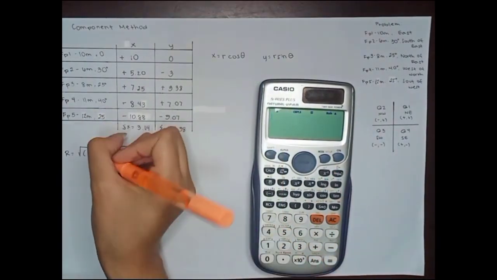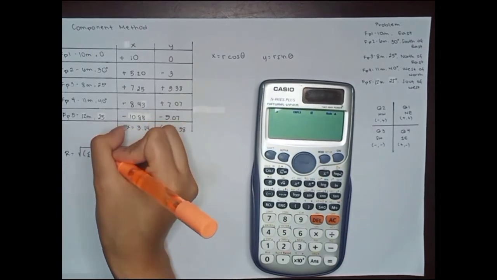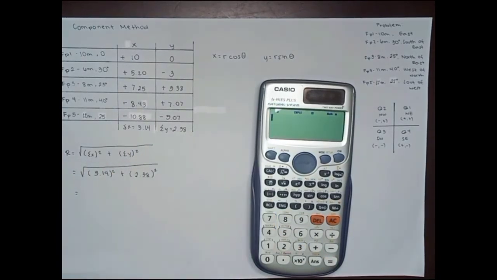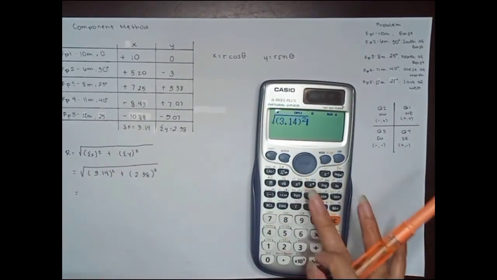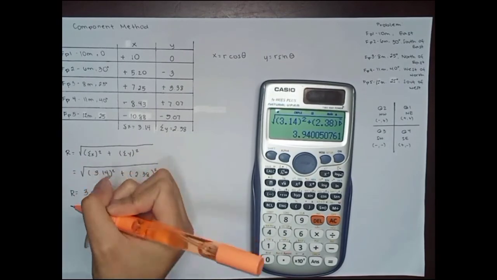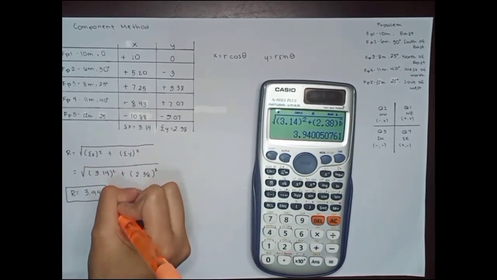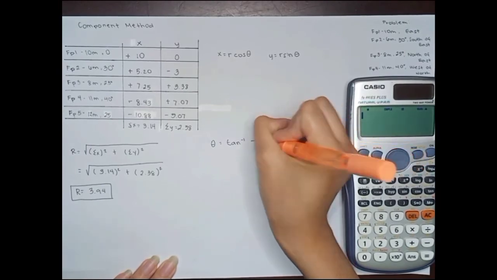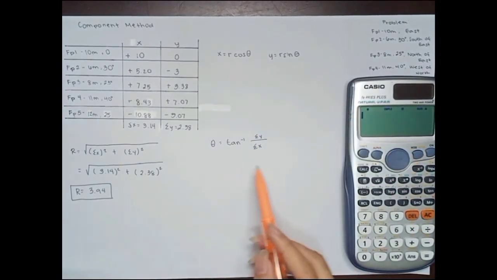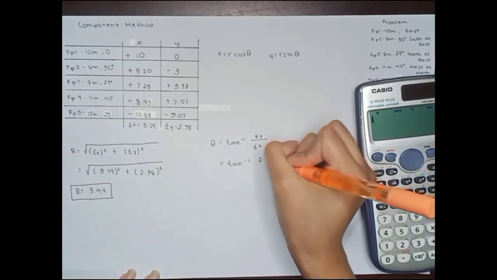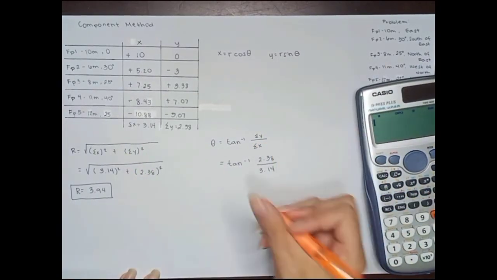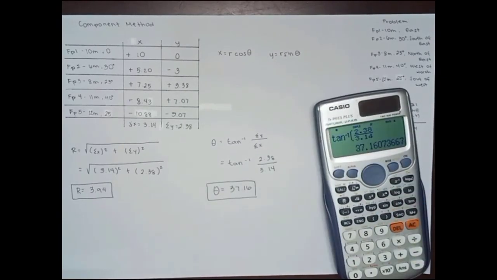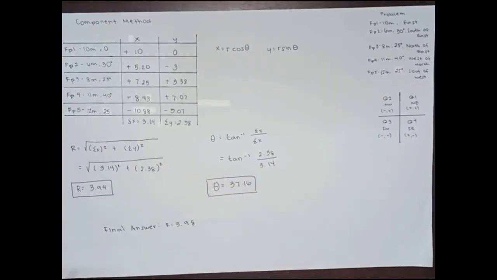We will now move on to the resultant vector. The formula is r equals the square root of sigma x squared plus sigma y squared. So the square root of 3.14 squared plus 2.38 squared. The answer is 3.94. We will now move on to the angle. The formula is tan inverse of sigma y over sigma x. So it is solved by tan inverse of 2.38 over 3.14. The answer is 37.16. We are now done solving for the component method.